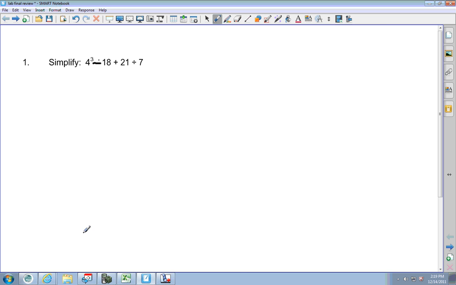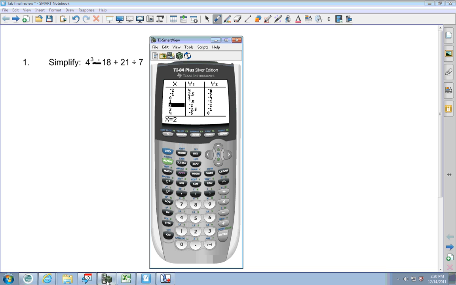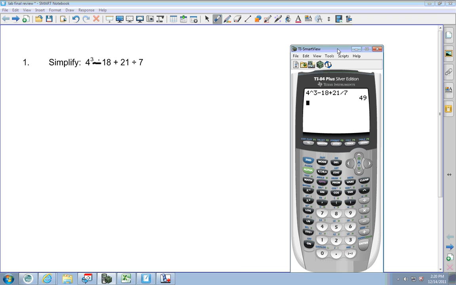All right, what we're going to do is go in our calculator, go to the home screen, and you're going to put 4. Now, how do you put to the third power? You're going to use this caret key right here and put 3. Then minus 18 plus 21 divided by 7, and press enter. There's your answer, 49. That's all you need to do.